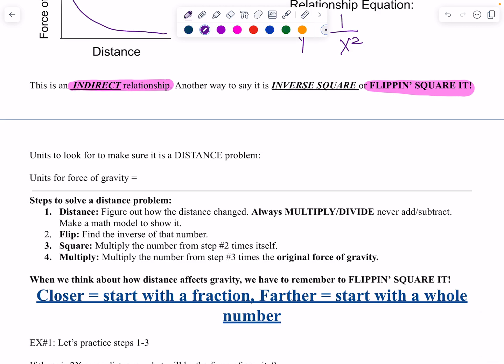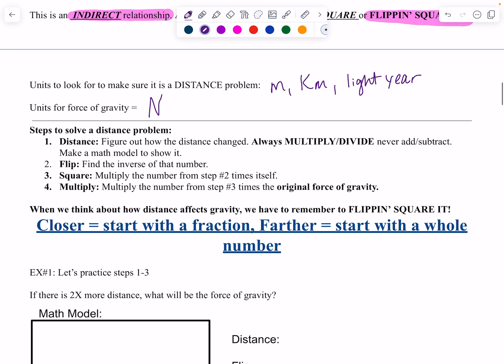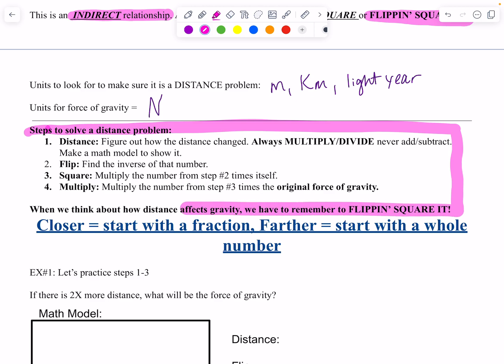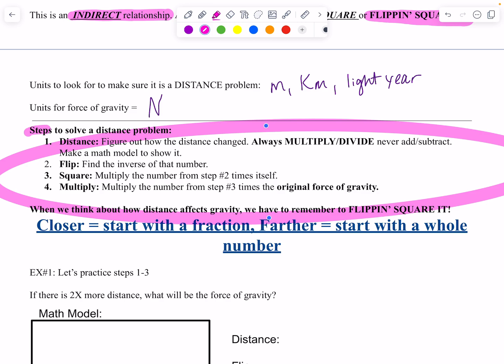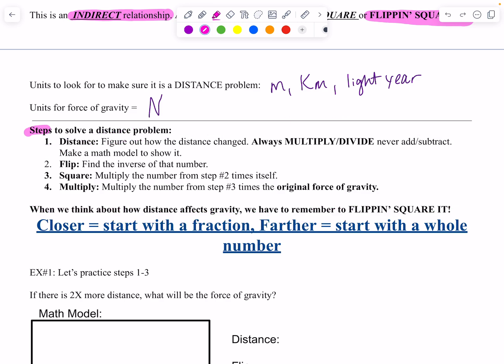To make sure it's a distance problem, I might be looking for meters, kilometers, or something big like a light year. Those are all units of measurement of distance, and so I might look for something like that. And again, that unit for force of gravity is always going to be a Newton. So in order to break this up into steps, we have provided those here for you. So there's your steps.